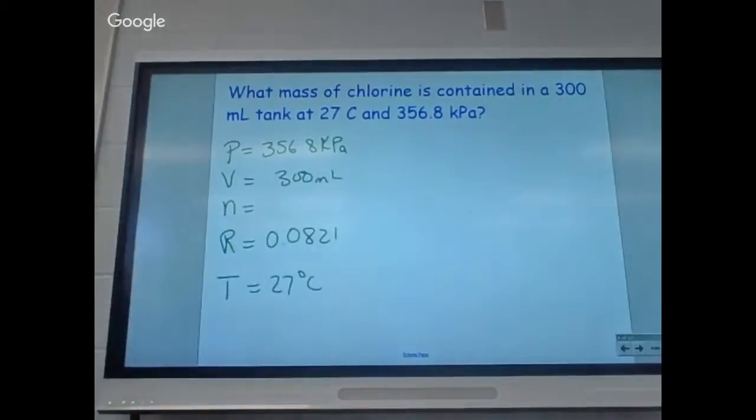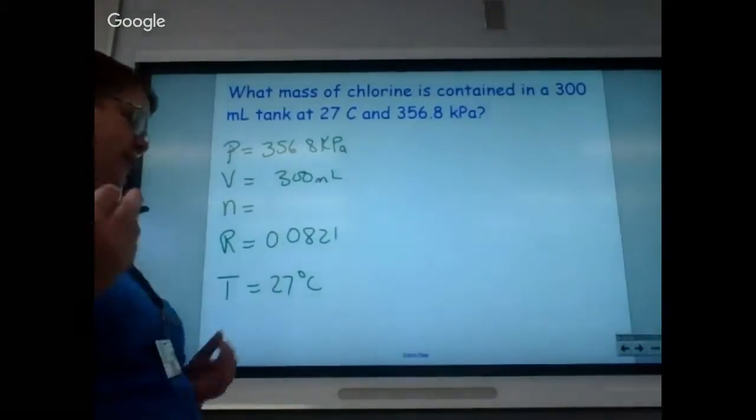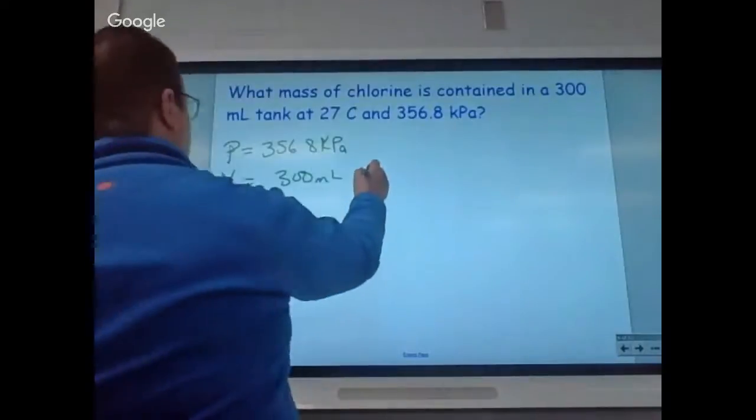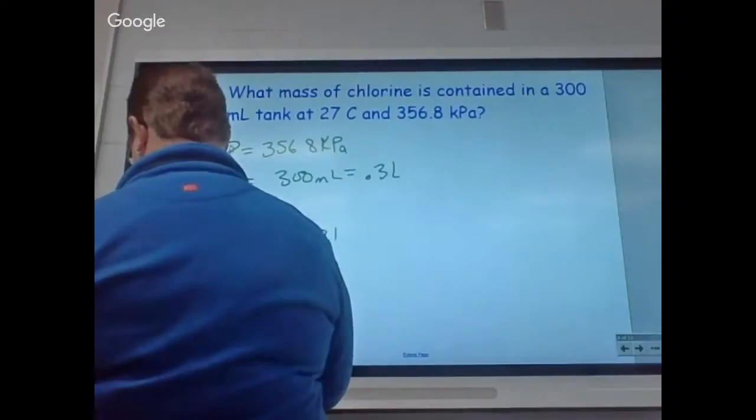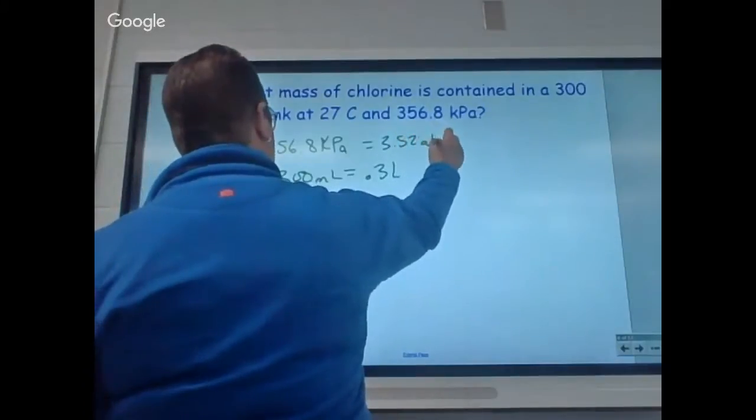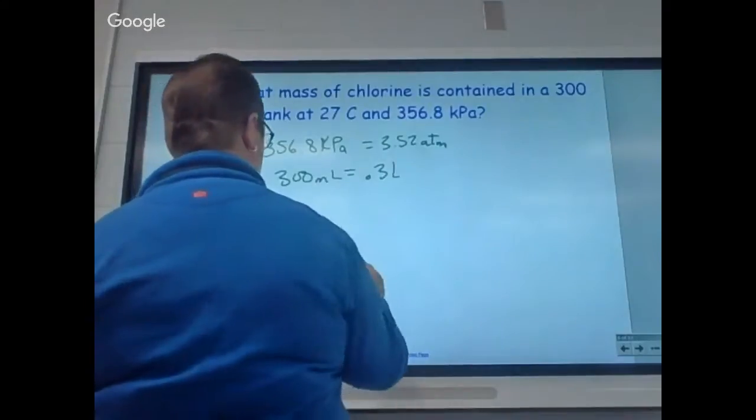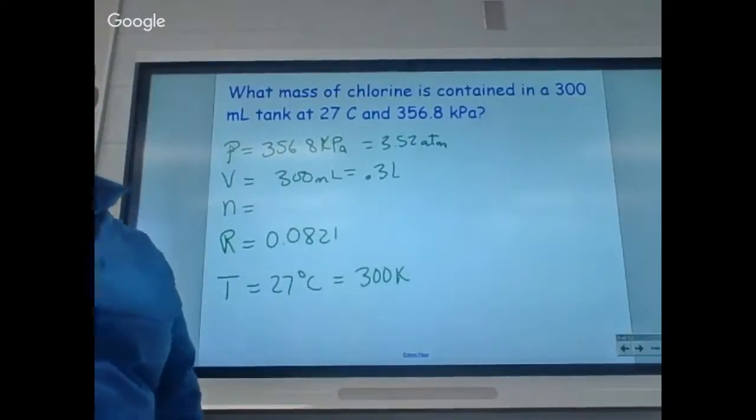Is everybody okay with where I put the numbers at this point? Because I just sort of filled it in. So would everybody be okay with where I stuck the numbers? Okay. So could I just make the conversions and everybody be okay? So this one would be 0.3 liters. 356.8 divided, this would be 3.52 atmospheres. This one would be, I think, 300. Would everybody be okay with those conversions? Okay.